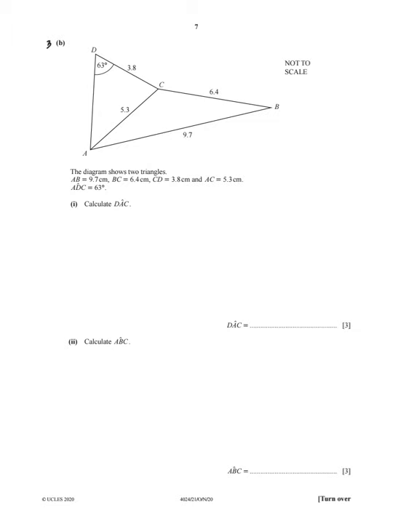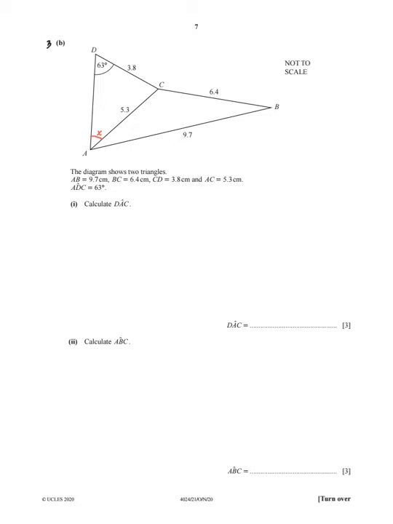Alright, it's question number 3, part B. It says that in the first part you need to calculate angle DAC. If I highlight the angle DAC, this angle is unknown. So let's say this angle is X. You can find the angle easily by using the law of sine here.